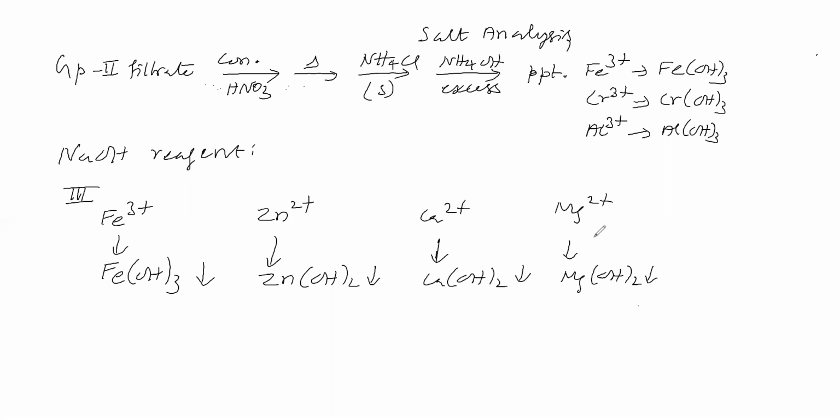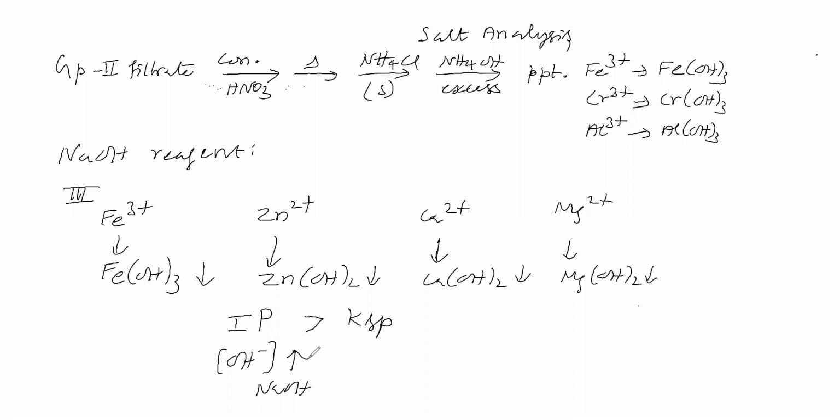All precipitate because the ionic product is greater than the respective solubility product, Ksp. Why is the ionic product greater than the solubility product? Because the hydroxide concentration of sodium hydroxide is high. Therefore, all the metal cations precipitate with sodium hydroxide.